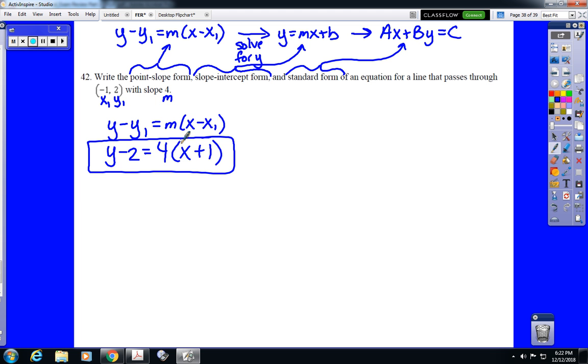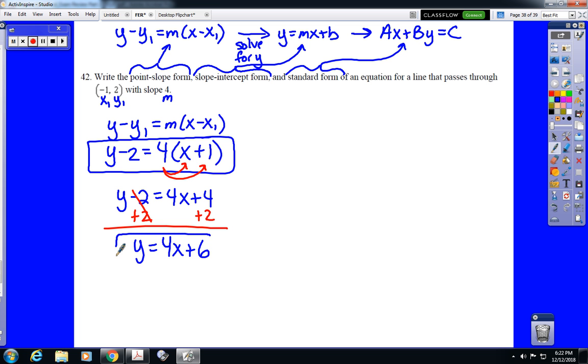Now, if we're going to turn that into slope-intercept form, that is a two-step process. The first step is to distribute. So that would be y minus 2 equals 4x plus 4. And then the other step that we need to do, because we're solving for y, is we need to add 2 to each side. So that would give us the slope-intercept form of y equals 4x plus 6. That's your second answer.